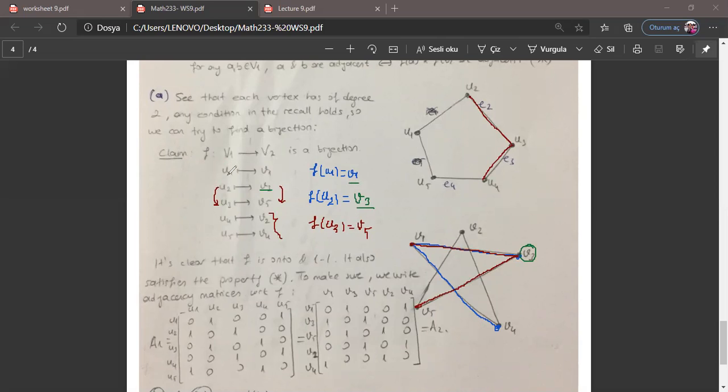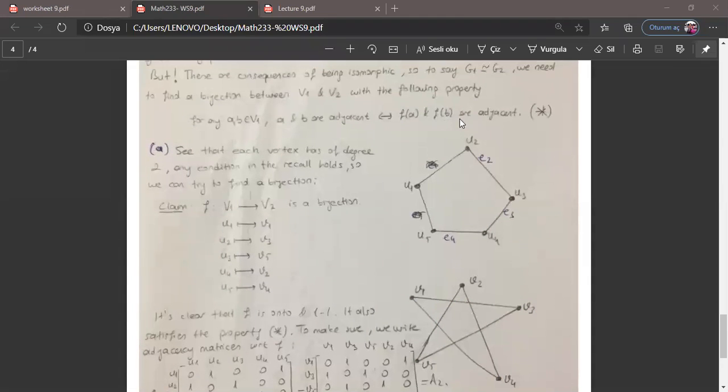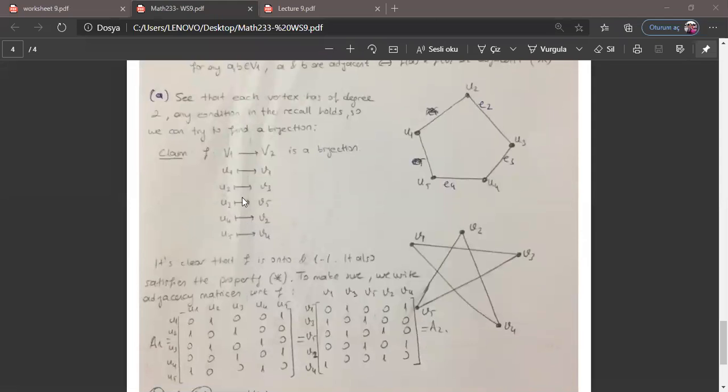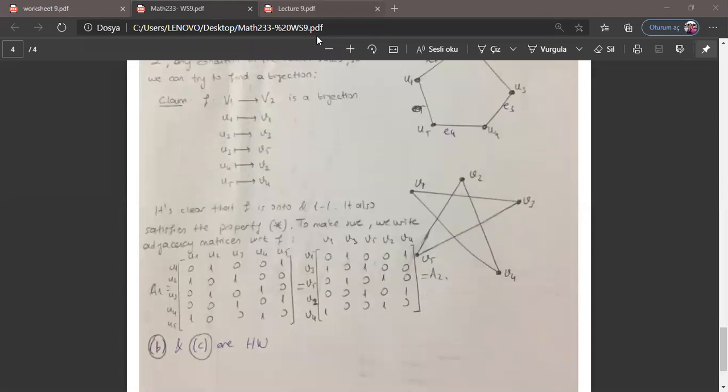Now, we see it's clearly a bijection, right? It's one-to-one and surjective, okay? So the only thing we need to check is if this function satisfies that property. You may say we have only 5 vertices, it's not that hard, but we have a theorem which is so useful. Maybe in the exam you will have a graph with so many vertices. So let's use that.